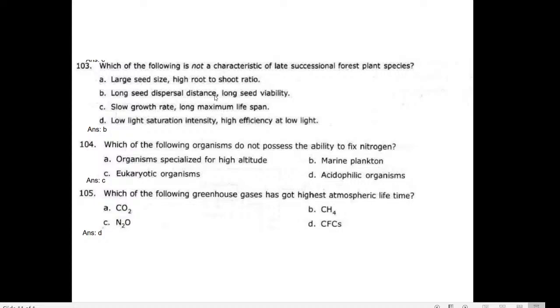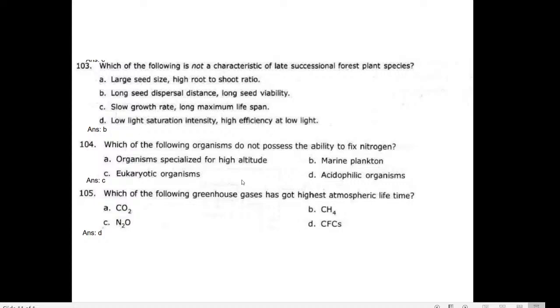The characters are large seeds, high root to shoot ratio, slow growth rate, long maximum lifespan, long light saturation, and high efficiency at low light. These are all the characteristics of late succession forest plant species. What is not a character of late succession forest plants is long seed dispersal distance and long seed viability.